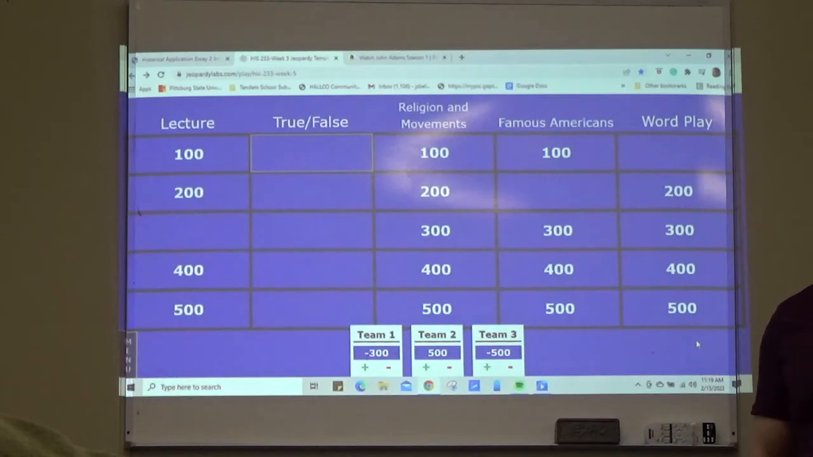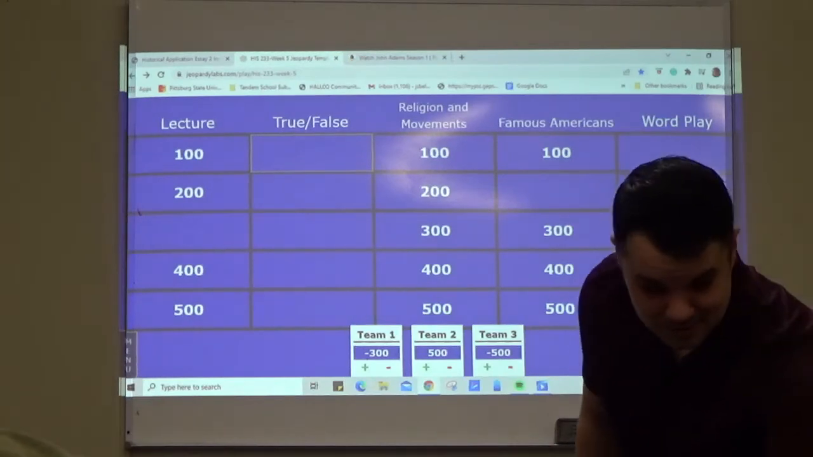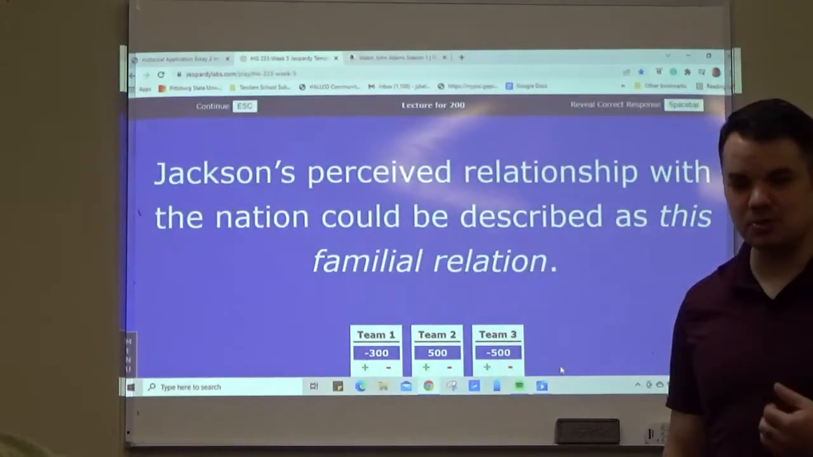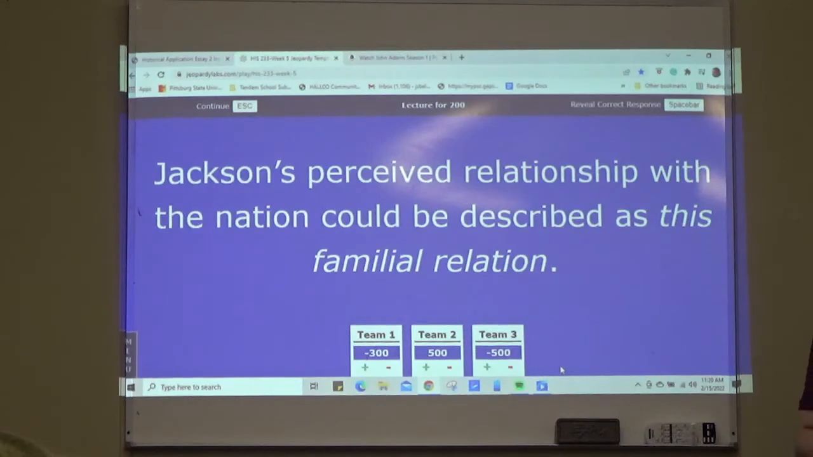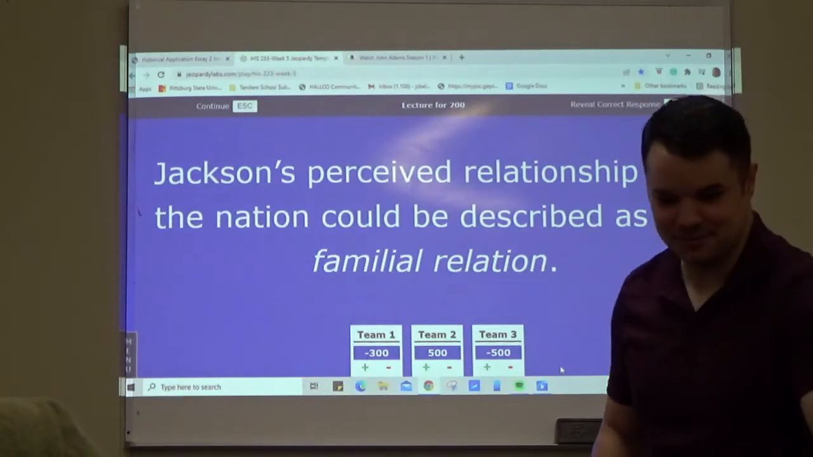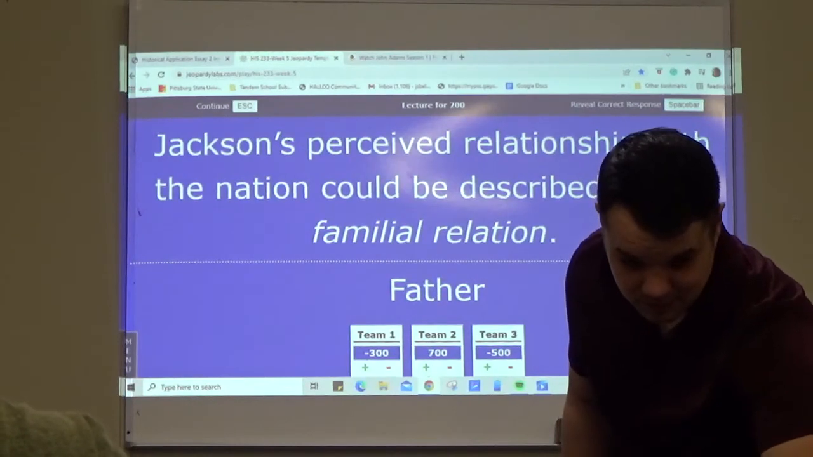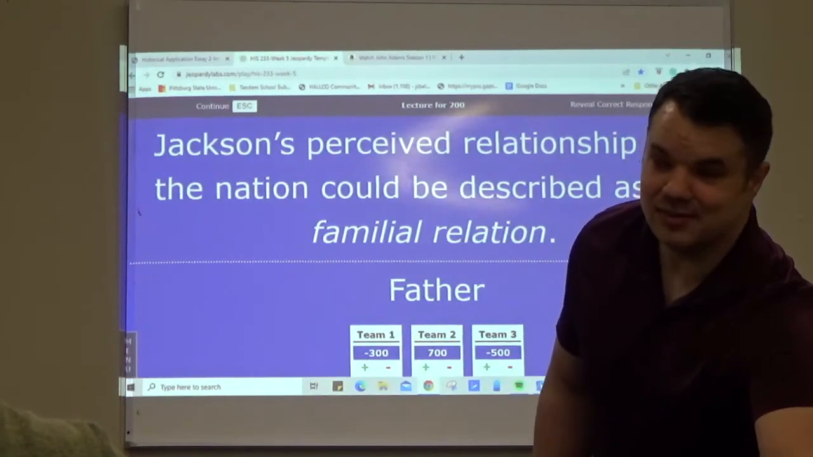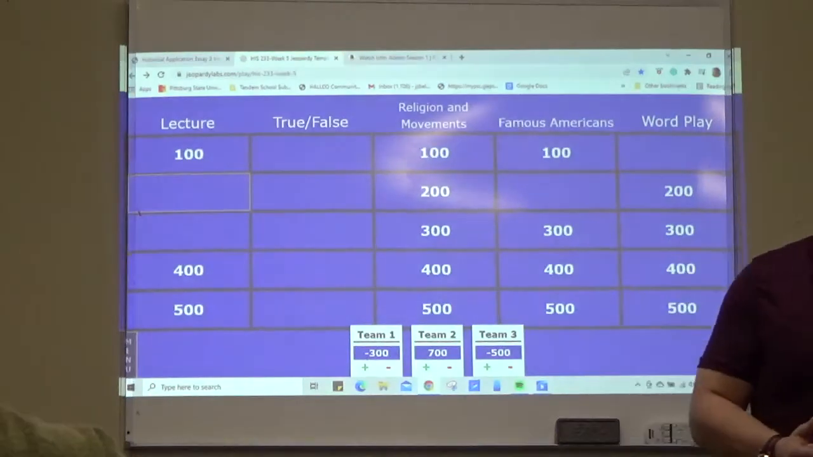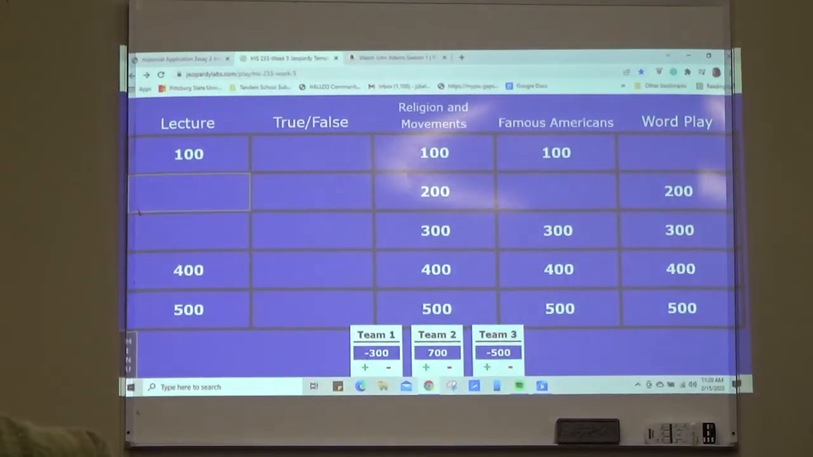We can do this. Where's second place? Lecture 200. Jackson's perceived relationship with the nation could be described as this familial relation. The father. Yep. Father. Yeah. Even though he was arguably a very harsh, cruel, and probably not fair father, but a father of the nation technically is a somewhat apt description.